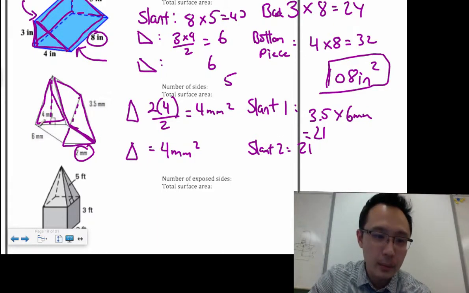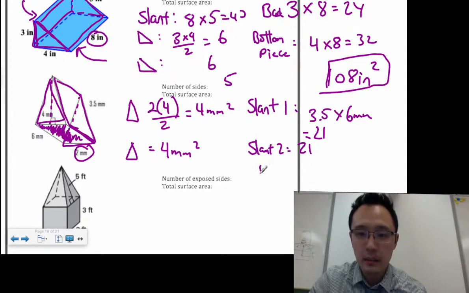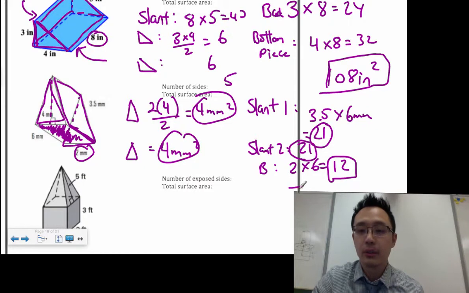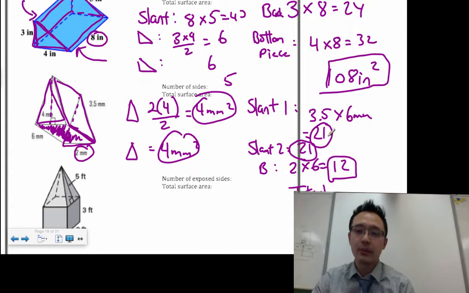And then now my bottom part right here, I'm shading it in. This bottom part is going to be 2 times 6 is 12. So I'm going to add this, and that for the grand total. So there's a lot of work here. So that's going to be 8 plus 21 is 29. 29, 30, 40, 50, 62. 62 millimeters square. That's the total surface area.